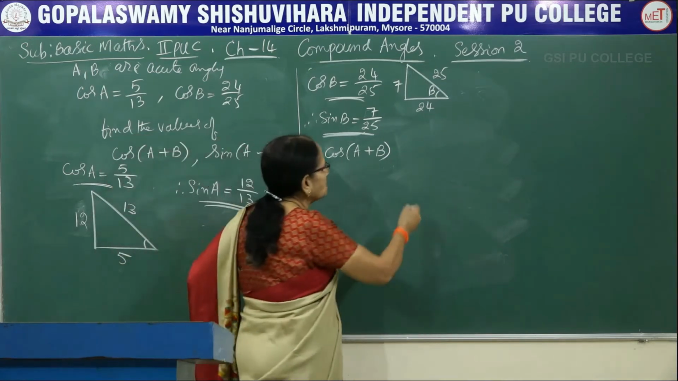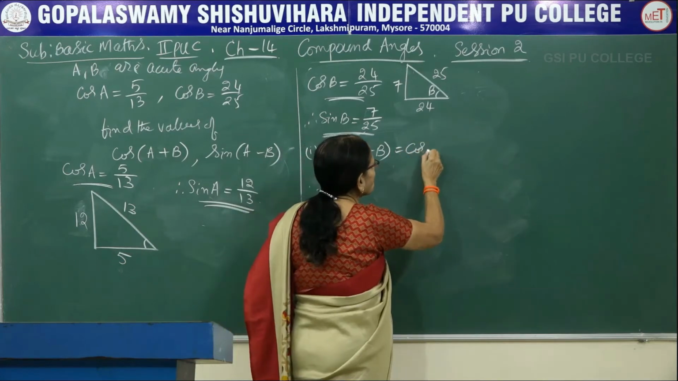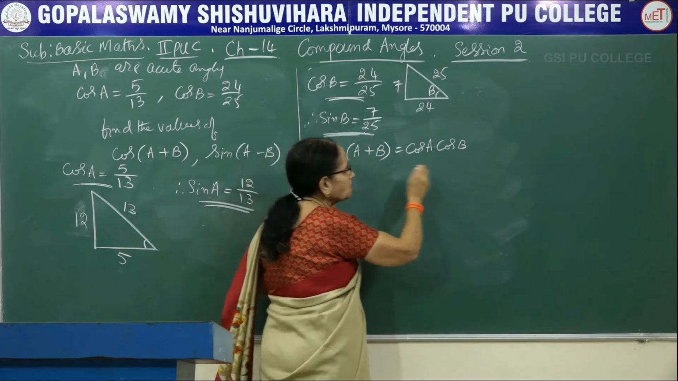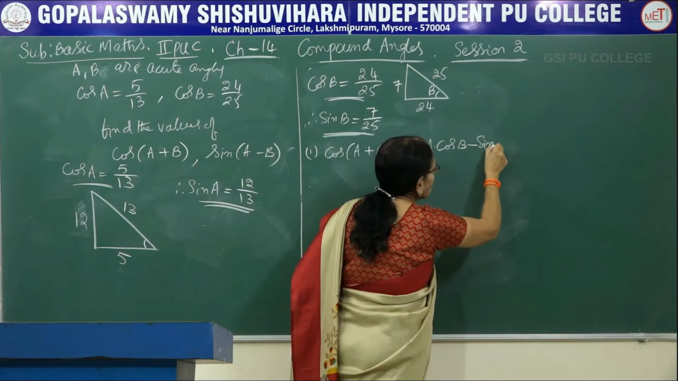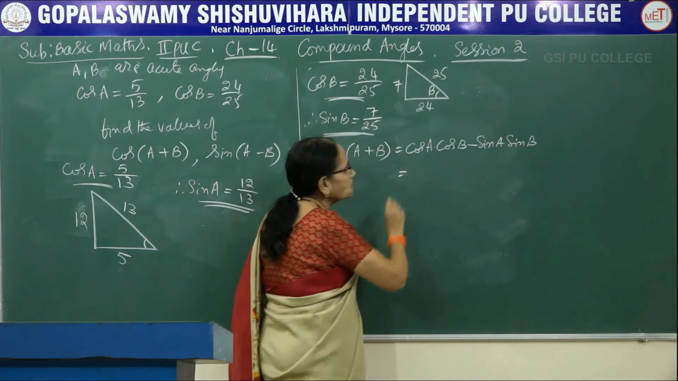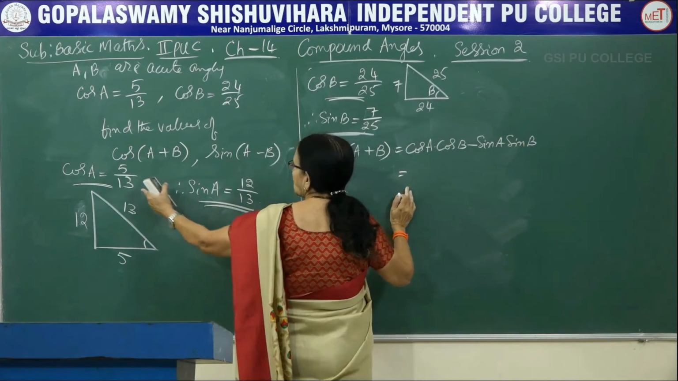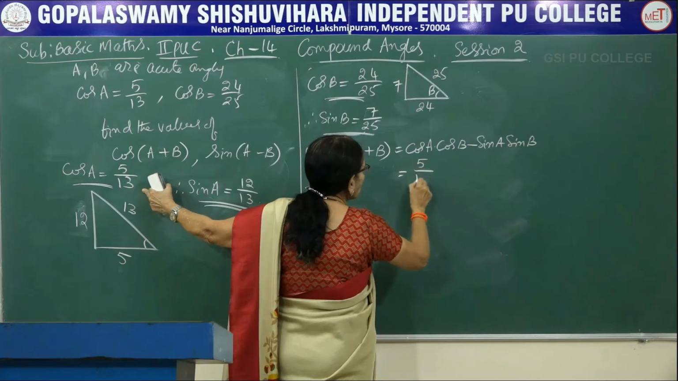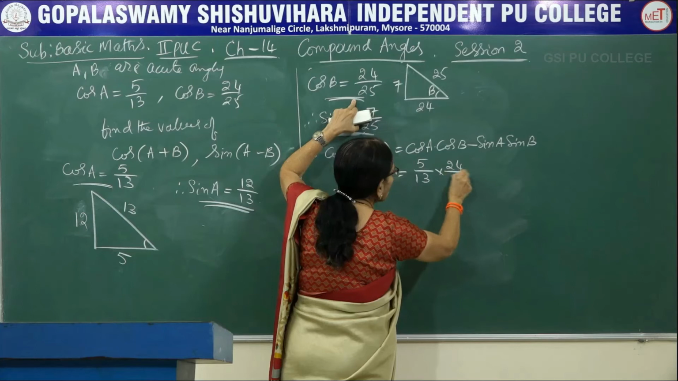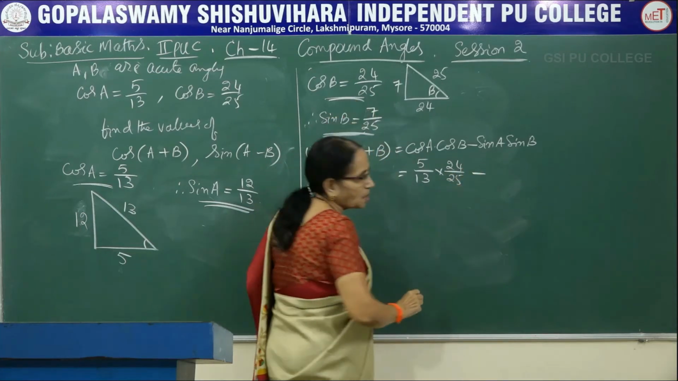Now cos A plus B. Let me write the expansion. Cos A, cos B. I have told you left hand side positive, right hand side negative. Sin A into sin B. Write the respective values. What is cos A? It is given 5 by 13. What is cos B? That is also given 24 by 25.